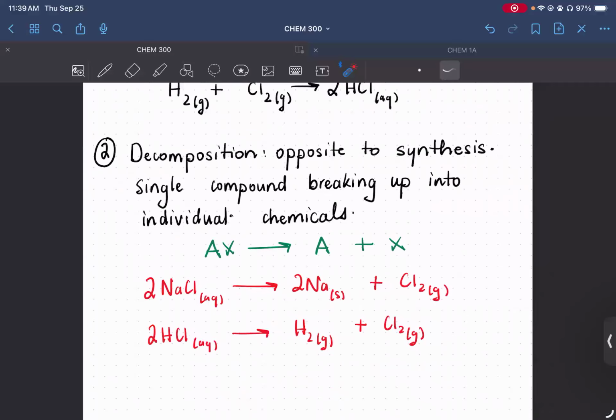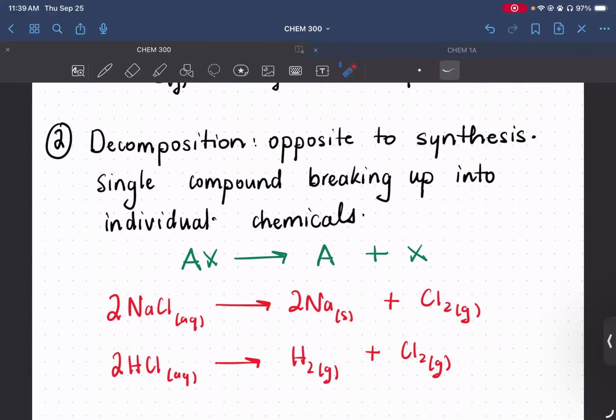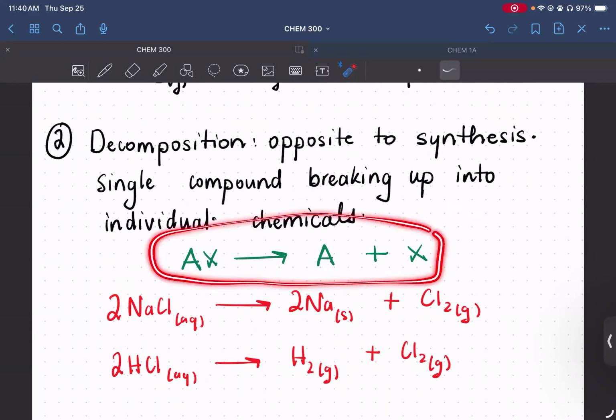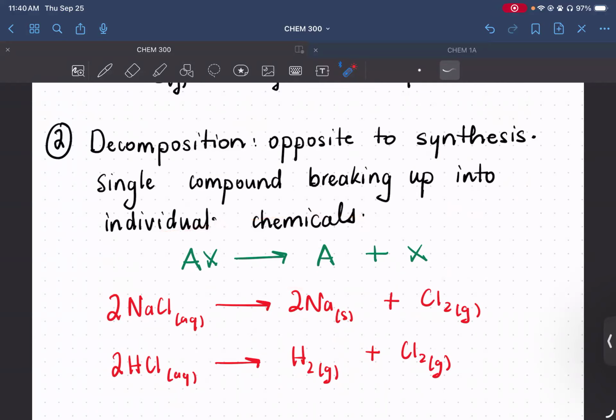The opposite of synthesis is known as decomposition. Some resources or websites online sometimes refer to it as decay. They mean the same thing. In essence, this is the opposite to synthesis. Whereas in synthesis, 2 chemicals come together to combine, in decomposition, a single compound breaks up into its individual chemicals, shown here generically by AX breaking up into A plus X.